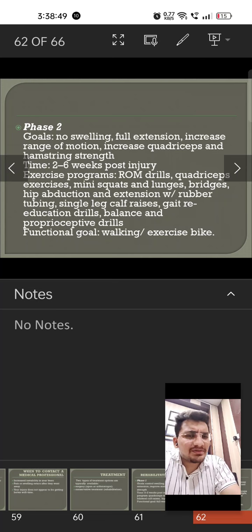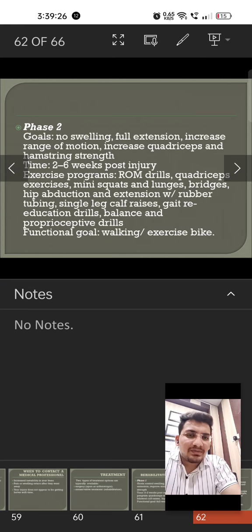सो एक्सरसाइज प्रोग्राम की बात करें तो रेंज ऑफ मोशन ड्रिल्स करवा सकते हैं. इसमें बहुत सारे एक्सरसाइज करा सकते हैं वेरिएबिलिटी की, पैसिव भी करा सकते हैं, एक्टिव कराएंगे पेशेंट को, हील स्लाइड्स भी करवा सकते हैं. सो इसमें हम क्वाड्रिसेप्स एक्सरसाइज, मिनी स्क्वाट्स वी कैन ऐड, lunges, bridges, and hip abduction and extension with rubber tubing, so that is a TheraBand you can use, and single leg calf raises you can, and gait re-education. It is very important, gait re-education, because when patient started to limp because of the pain, so we need to correct the gait pattern.